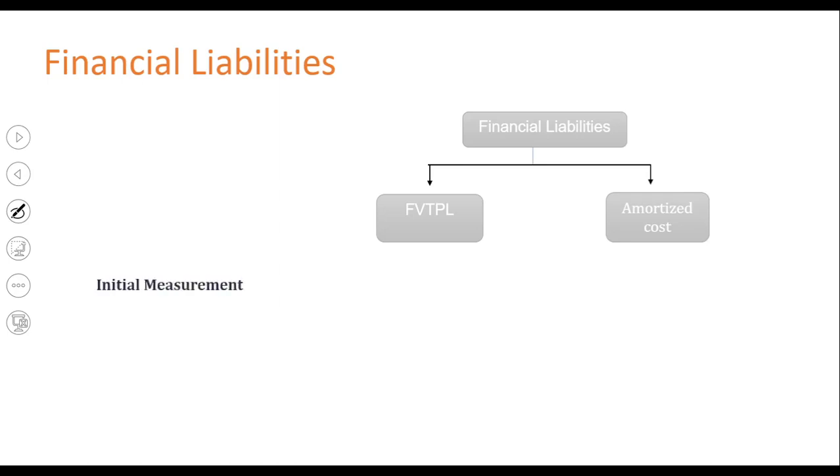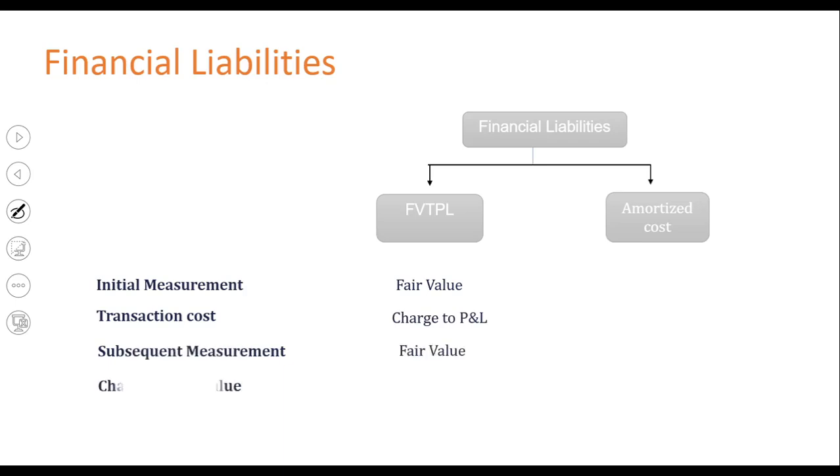Initial measurement is at fair value. If it is a fair value through P&L financial liability, transaction cost you have to charge to the P&L, and for subsequent measurement, you measure at fair value while recognizing the difference in the P&L. If it is amortized cost, again initially fair value. If there is transaction cost, what should you do?